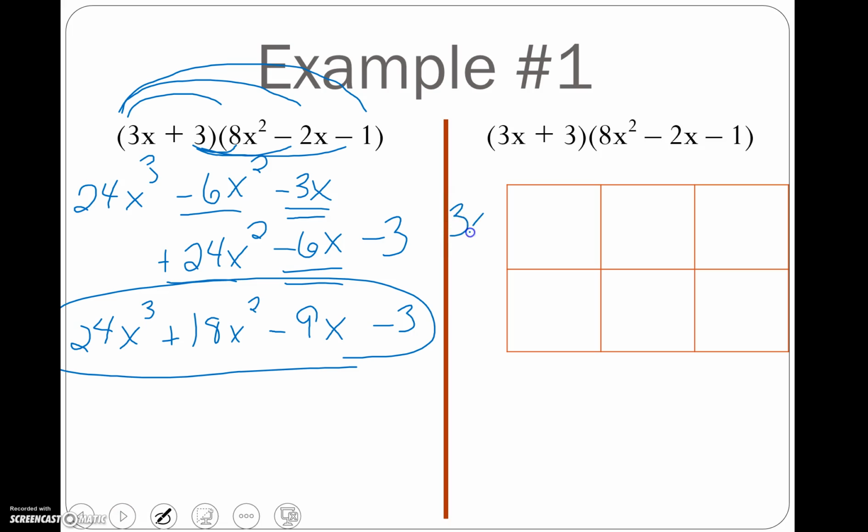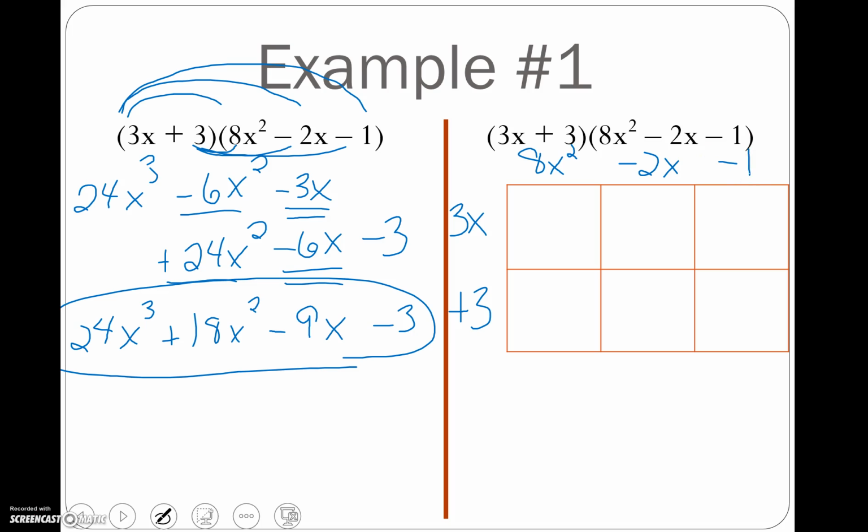And what you're going to do is on the outsides, you're going to fill in those two polynomials. So as you see, I brought the plus sign with it just so I make sure I remember that it is a positive. On the other side, I'm going to have the 8x squared, the minus 2x, and the minus 1 along the top there.